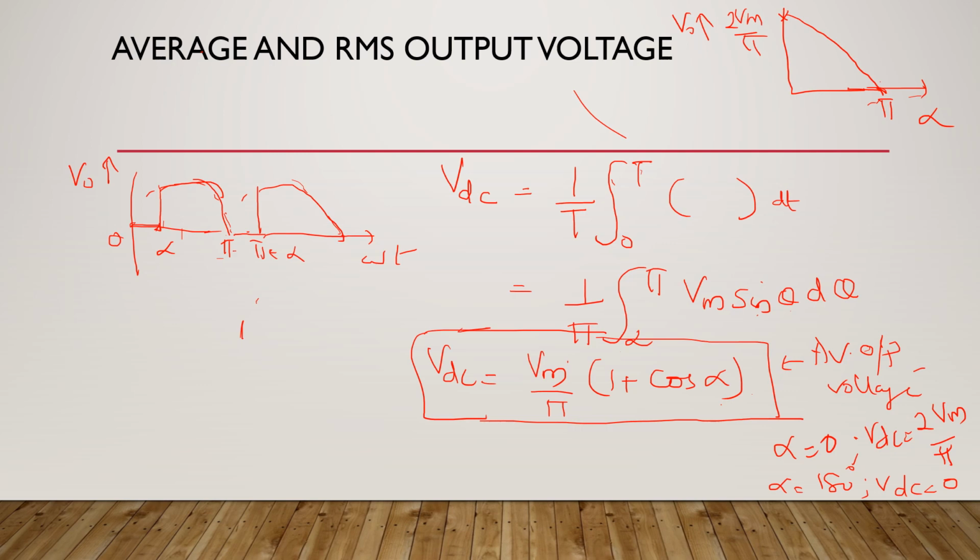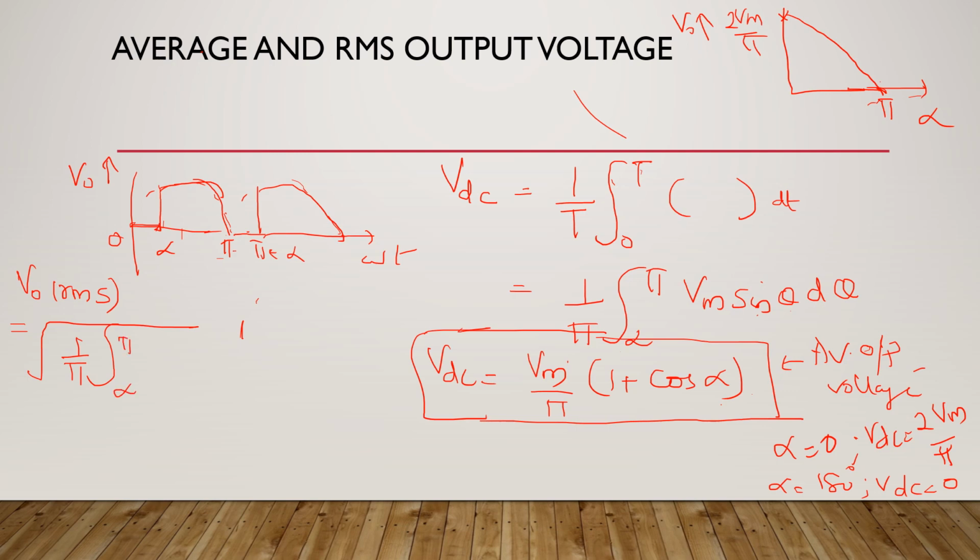So this is the expression for the average voltage. Now similarly, if I want to find out the RMS value of your output voltage. Now RMS value is what? Root mean square. So take the square root of the mean. Again, mean is integrating over the period. Root of the mean of the squares.